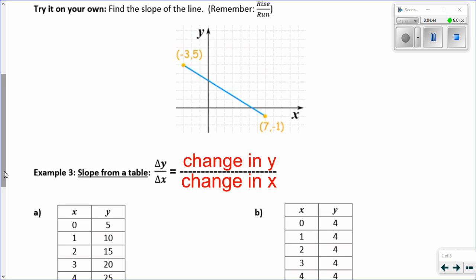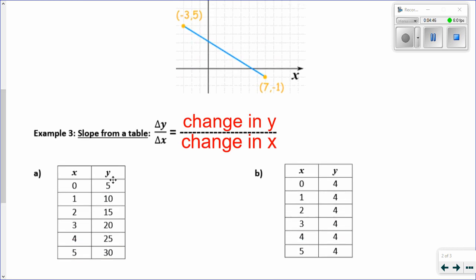So to do that, what I do is just figure out what is the change between each of these numbers. So between 5 and 10, I went up 5. So plus 5. Then I did another plus 5 to get from 10 to 15. Then plus 5 from 15 to 20, then plus 5 from 20 to 25, then plus 5. So my change in y is positive 5.